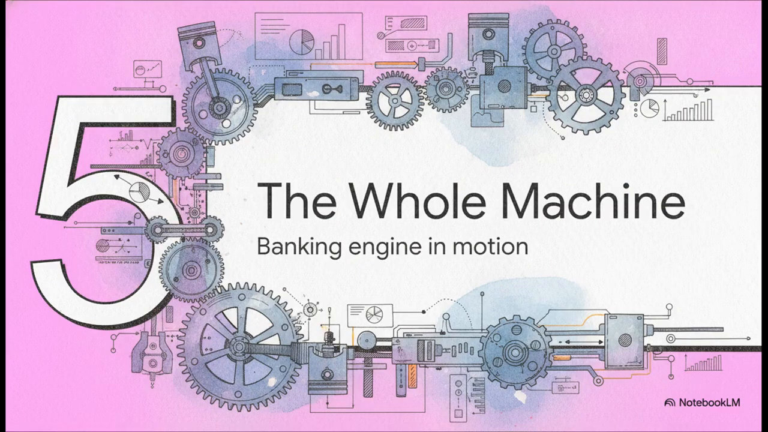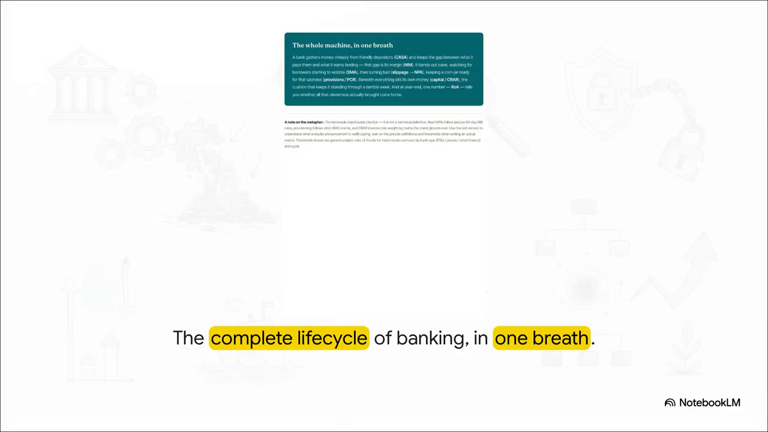Finally, Section 5, the whole machine. Let's see the banking engine in motion. So let's trace this entire interconnected journey from start to finish. A bank gathers money cheaply from friendly depositors. That's our CASA. It keeps the gap between what it pays them and what it earns lending. That gap is its margin or NIM. It hands out loans, constantly watching for borrowers starting to wobble, the SMAs, and then turning bad, slippage into NPAs. All the while, it keeps a coin jar ready for that sadness, which are provisions and the PCR.